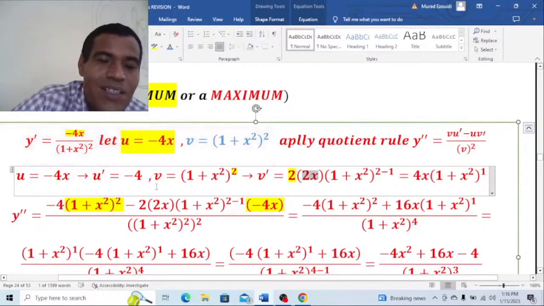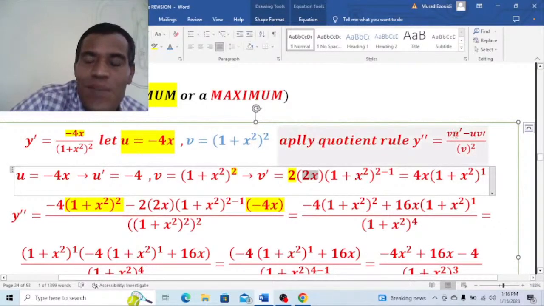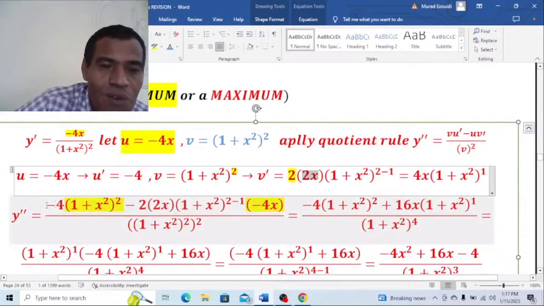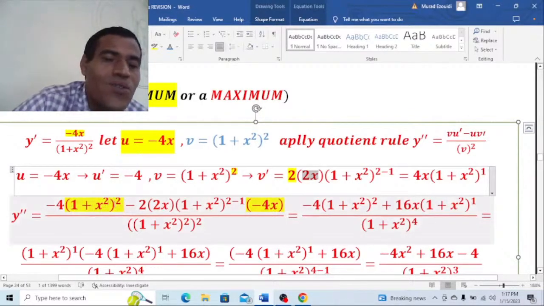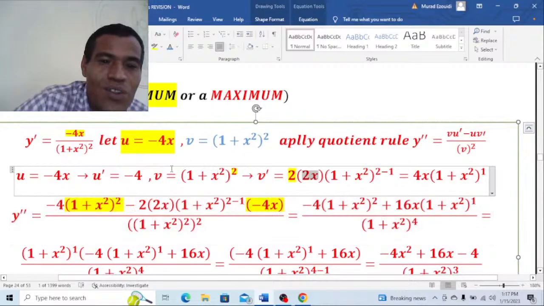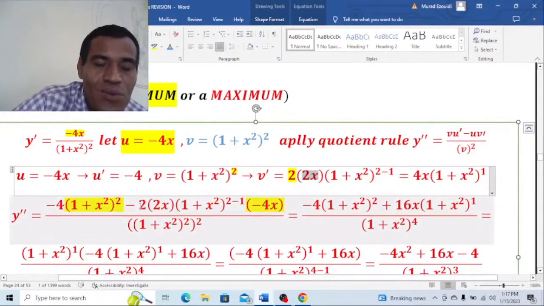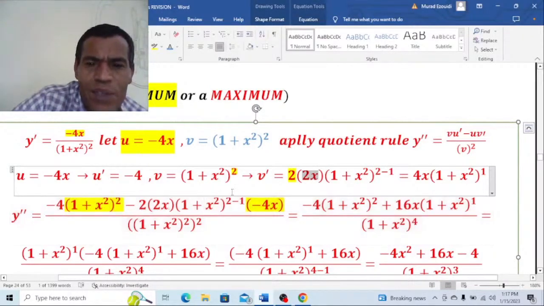And now I'll apply the formula v times u dash minus u times v dash over v squared. So negative 4, because u dash is negative 4, multiplied by 1 plus x squared to the power 2, simply because v is 1 plus x squared to the power 2, minus 2 times 2x, because this is the first derivative of the function v.